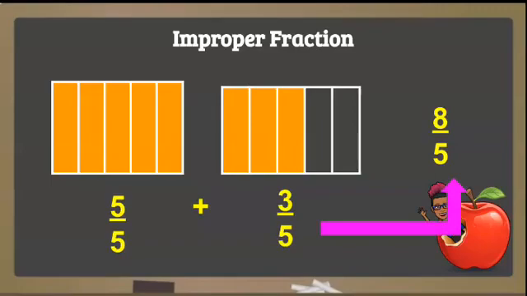So an improper fraction is a fraction. It's not a fraction, but it's like a whole. More than a whole. So whole and fraction together.